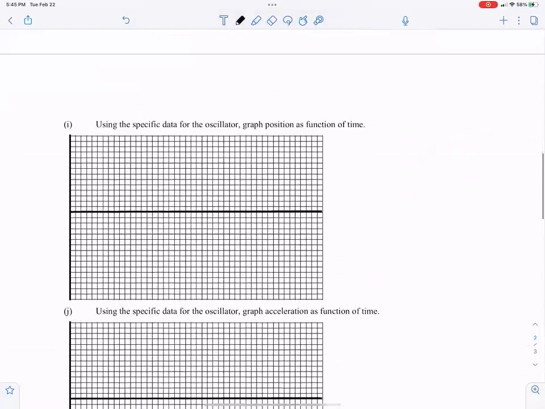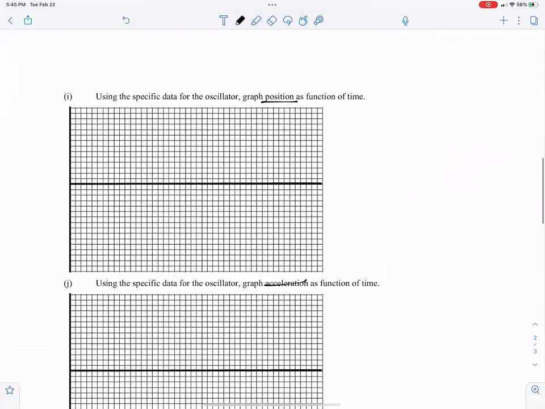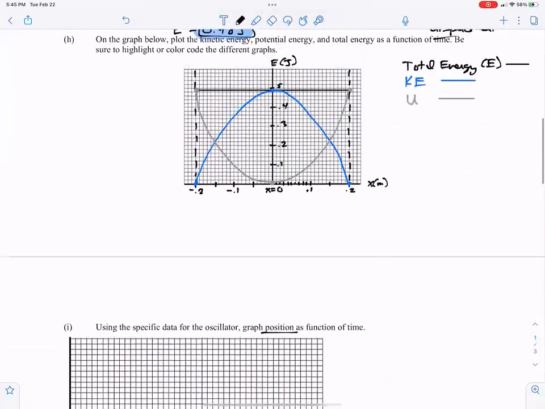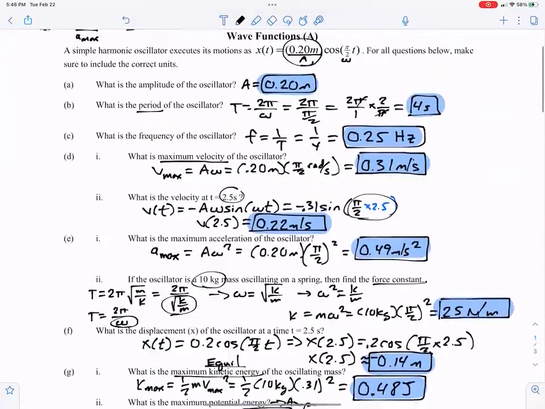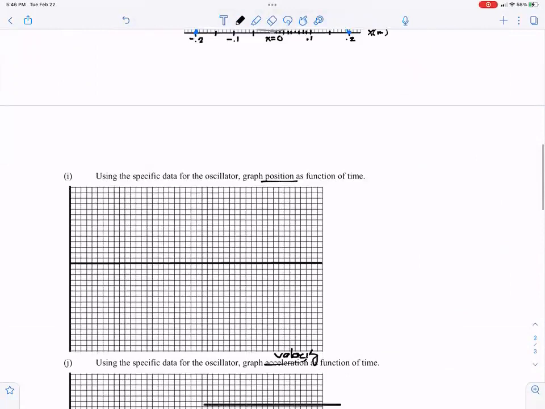Okay, and so finally, we're going to graph position as a function of time. This one is a typo. This would be velocity as a function of time. And acceleration as a function of time. Okay, so my maximum position is 0.20. So I need to create a scale here.